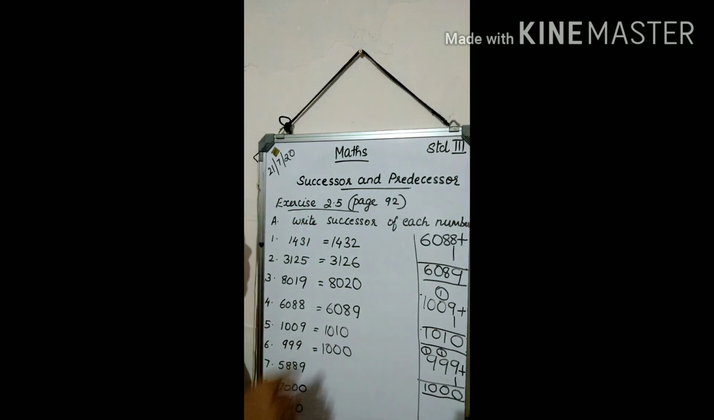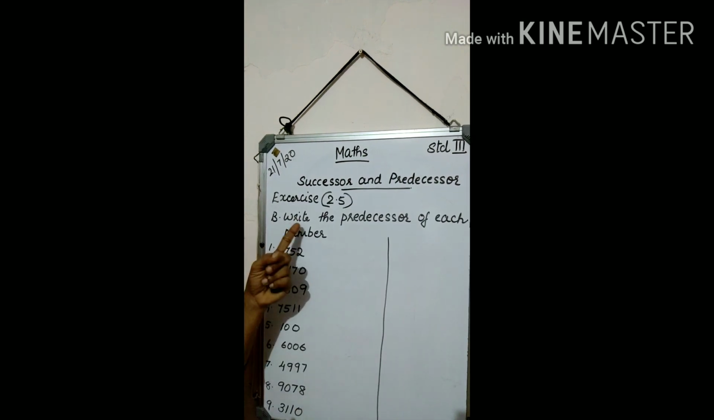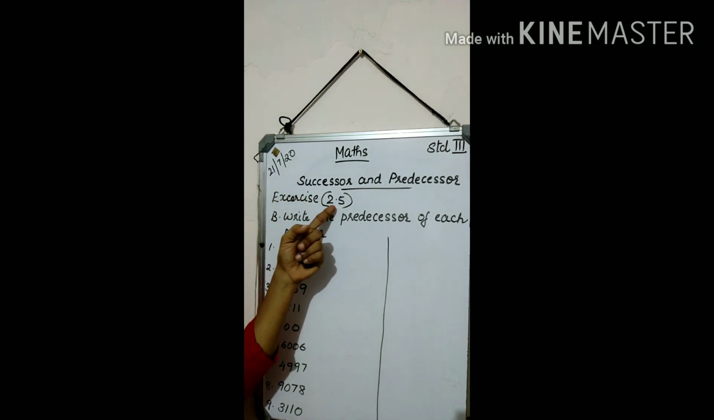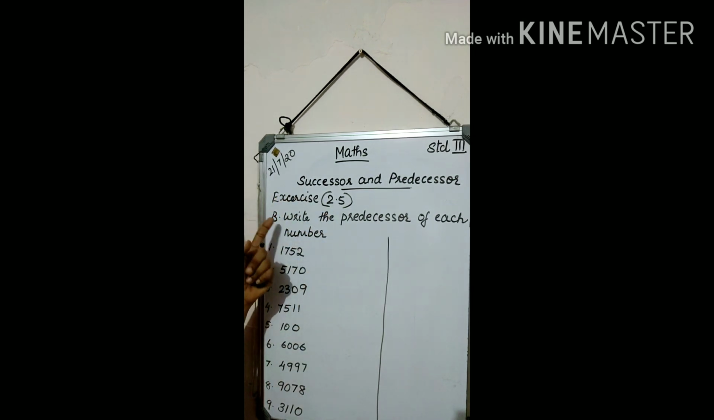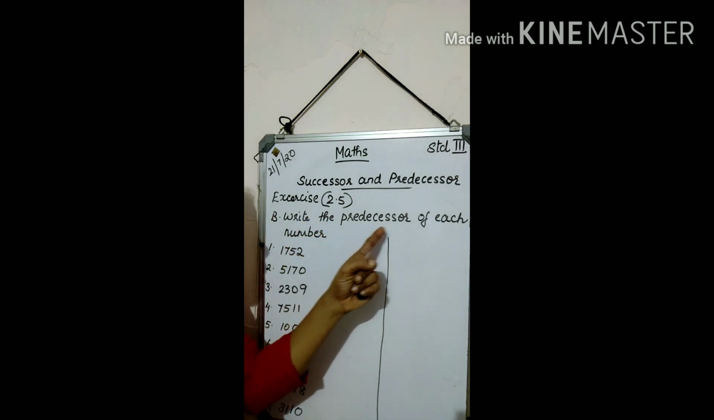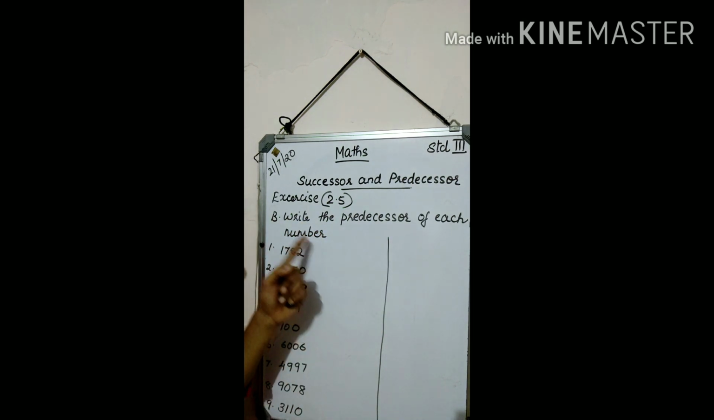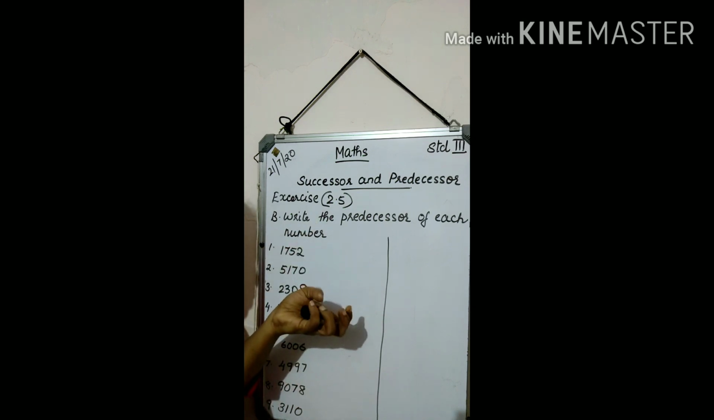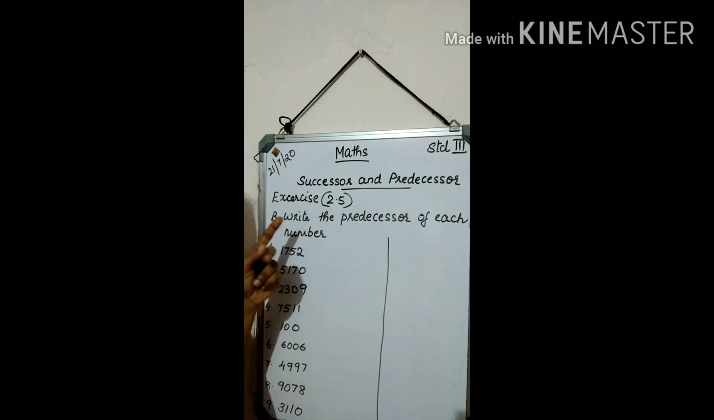Then we can go to the next question, predecessor. Look here. Next question, the same exercise 2.5, page 92. Write the predecessor of each number. You have to write down the predecessor. What is meant by predecessor? The number immediately before. How do you get the predecessor? By subtracting 1 from that number.